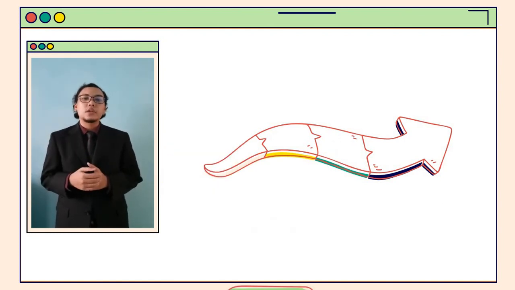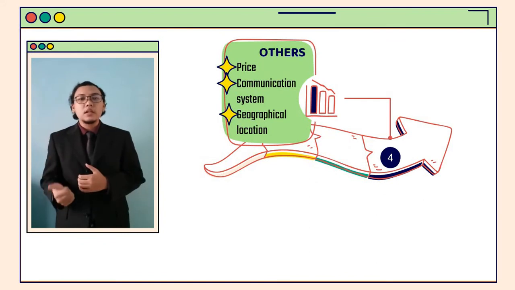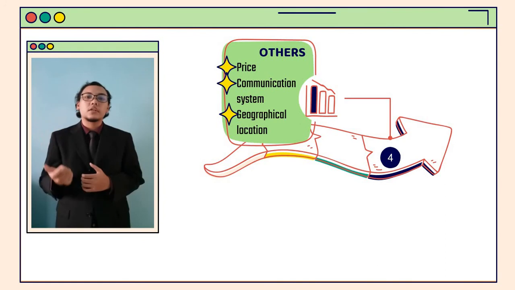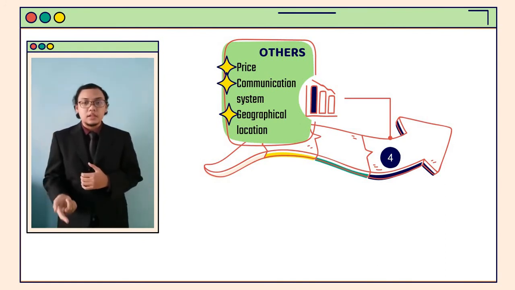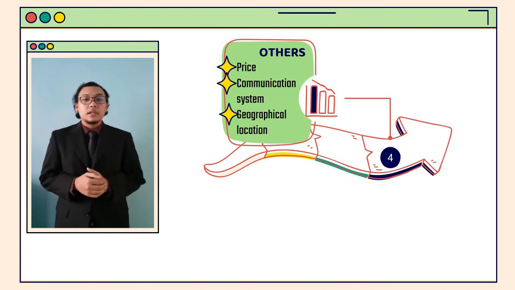Lastly, other criteria to be considered are the price of raw material, the communication system between supplier and organization, and geographical location in order to avoid high delivery cost of raw material. That's all. Let's go to the next slide.